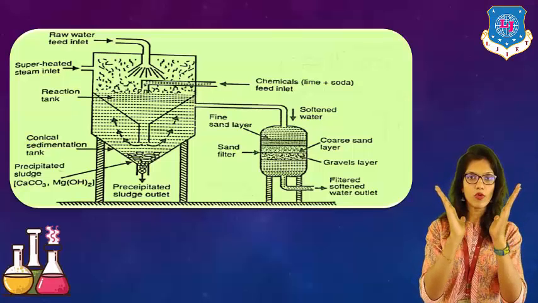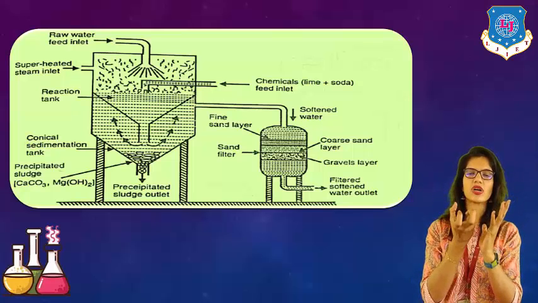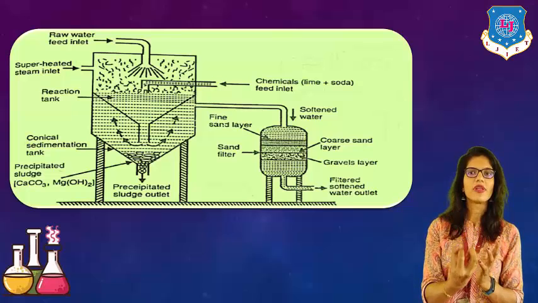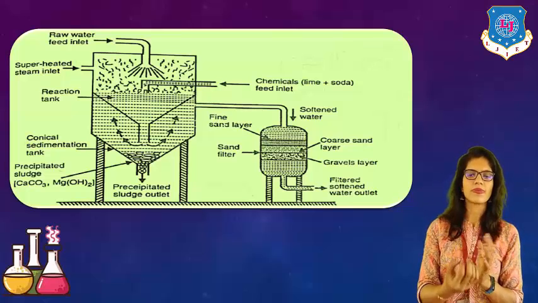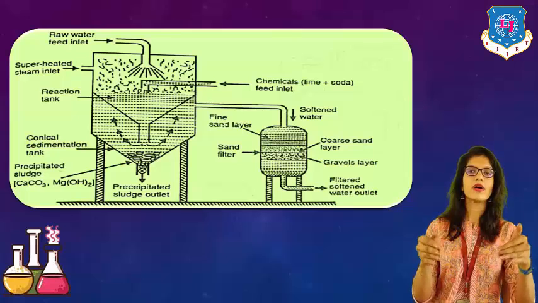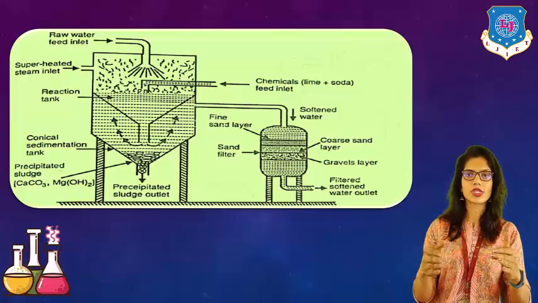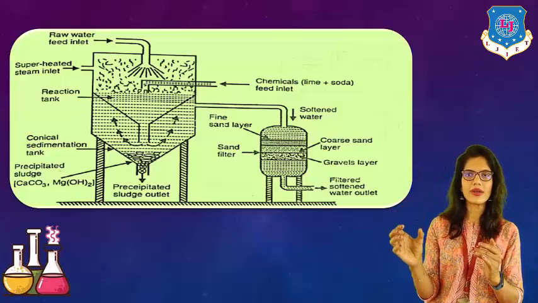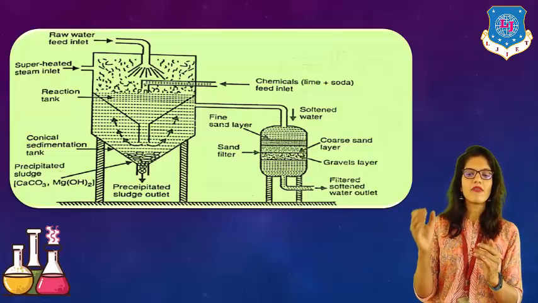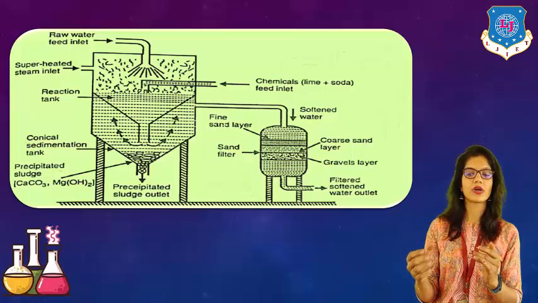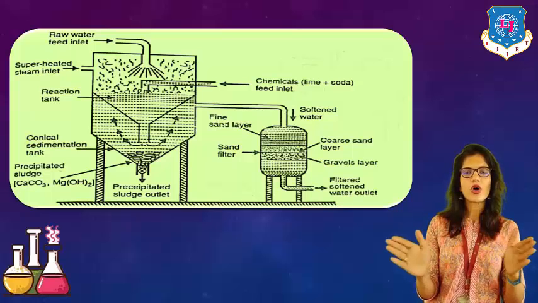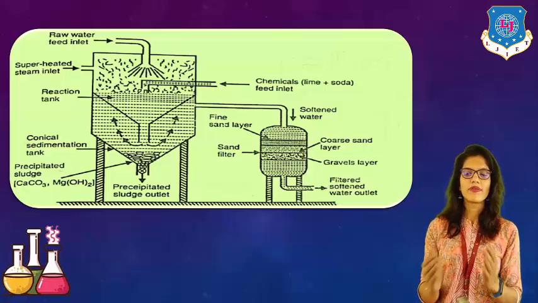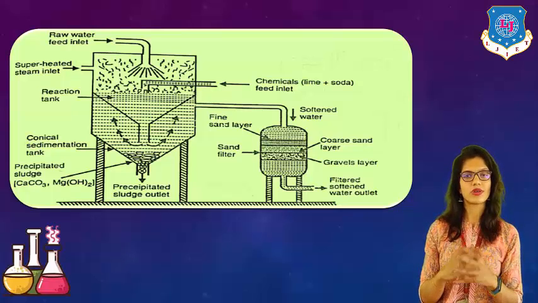Now when they move to the sedimentation vessel, the reaction occurs, the sludge is taken out from the bottom, while the soft water is moved out from the sides. It moves to the filter tank. In the filter tank, we have three different layers: fine sand layer, coarse sand layer and gravel layer, which is a sand filter. And when all the impurities are removed, we will obtain softened water here.